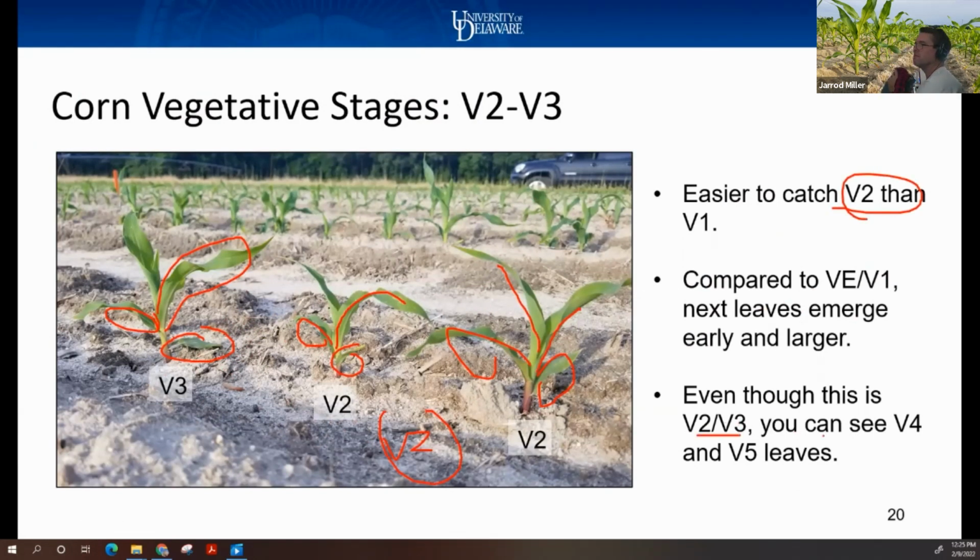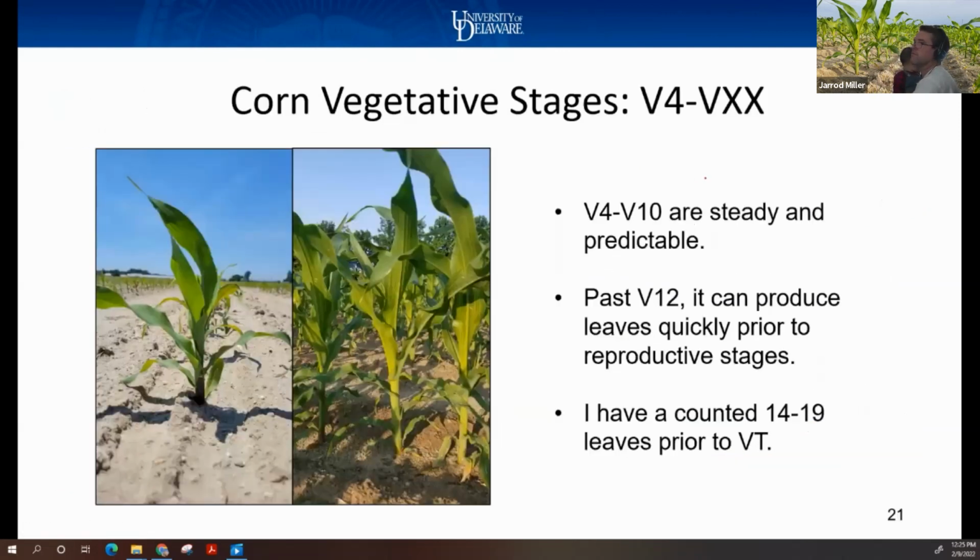Even though this is V2, V3, and you can see V4, V5 leaves, that's why you count the collars, to be consistent, because all these corn leaves, here's 1, let's see, 1, 2, and 3, 4. It's much bigger, but there's that little one, so that might be V3 down over there. You just got to be consistent.